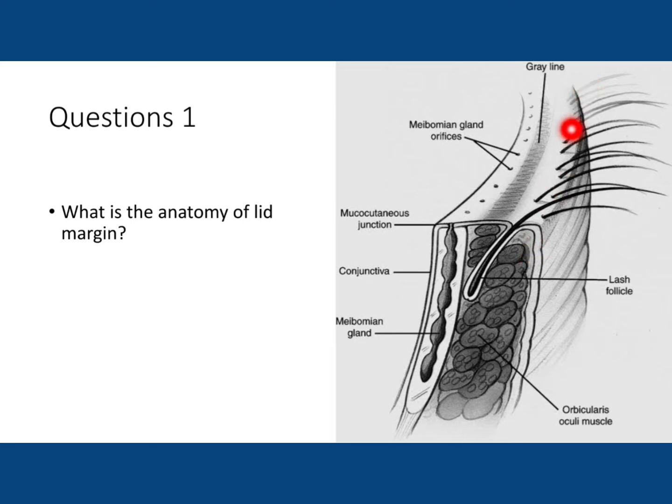Here this is the anterior part, this is the posterior part, and this is the intermarginal strip. Anterior is rounded, posterior is sharp. In the anterior section the eyelashes are also present. So this is the anatomy of lid margin.